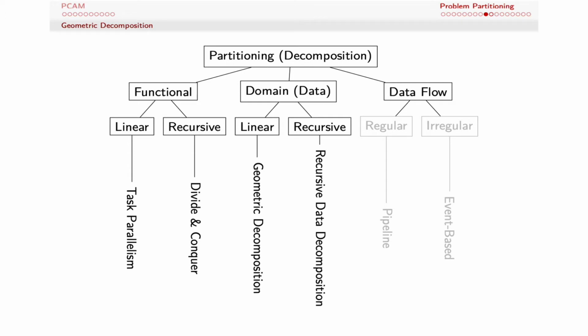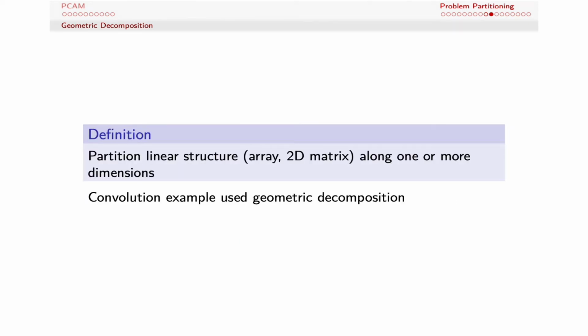All right, let's turn our attention now to the data decomposition or domain partitioning strategies. The first of these that we're going to look at is the geometric decomposition. This is actually something that we've already seen. We used it for the convolution examples. A more general purpose definition of geometric decomposition is partitioning some linear structure that could be a multi-dimensional structure, so an array, a 2D matrix, a 3D matrix, an image, whatever, along one or more dimensions.